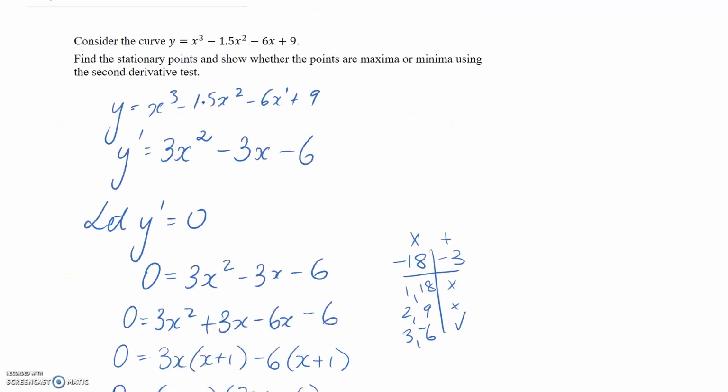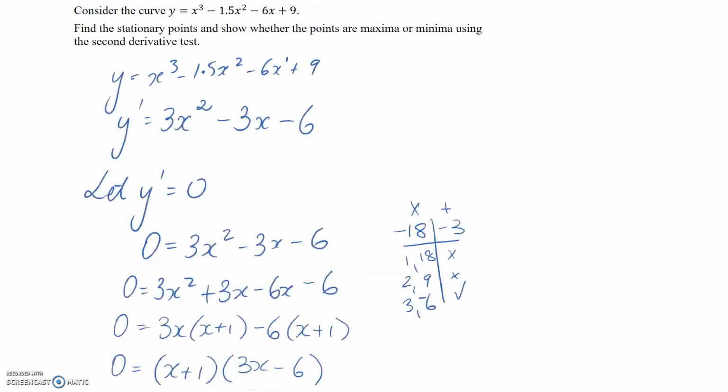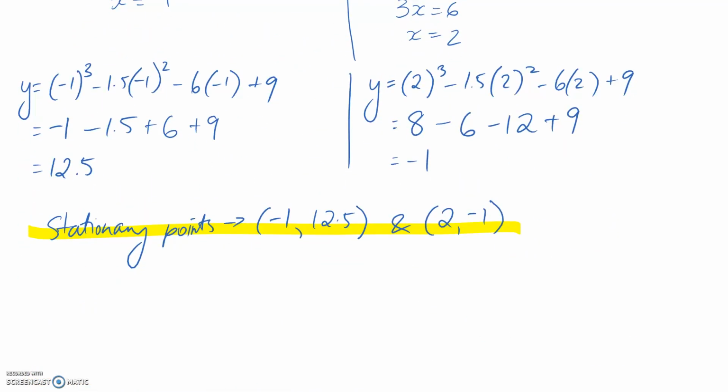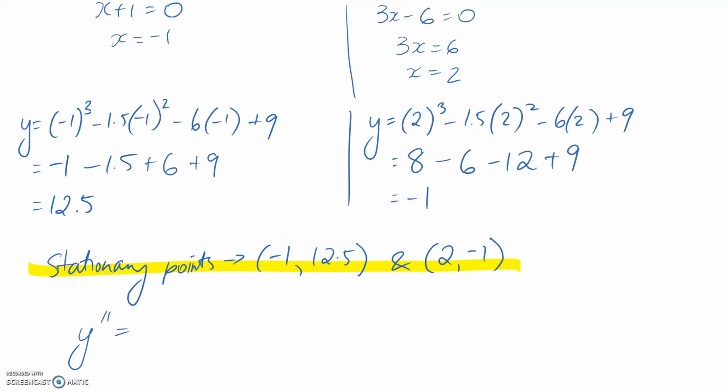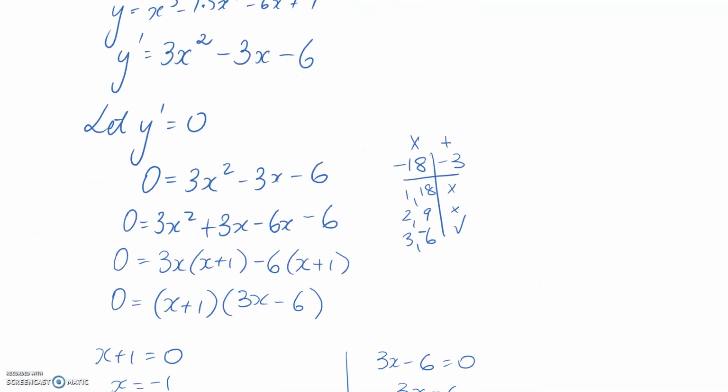So the other part was figuring out whether these were maximum or minimum points, and we were told to use the second derivative test. So to use the second derivative test, what we need to get out is our second derivative, so y double dash. So we should be able to look at y dash. Let me bring that up. Let's do it over here, y double dash.